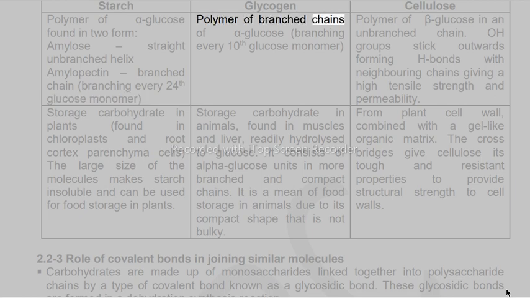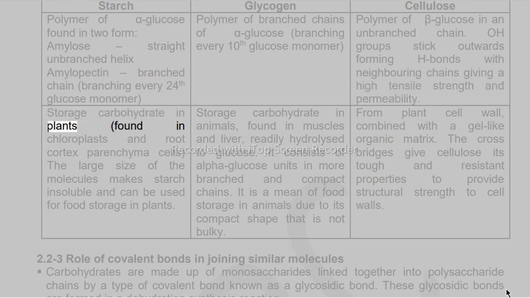Glycogen is a polymer of branched chains of alpha-glucose, branching every 10th glucose monomer. Cellulose is a polymer of beta-glucose in an unbranched chain. OH groups stick outwards forming H bonds with neighboring chains, giving a high tensile strength and permeability.